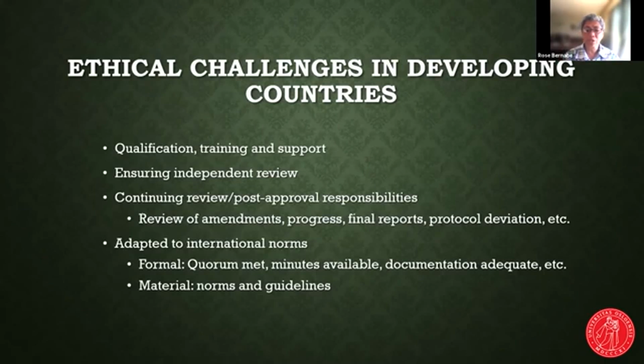While material adaptations mean making sure that ethics committees follow the norms and guidelines that are in place internationally. So this means, for example, that ethics committee members are properly trained, right, and are very much familiar with these international norms. Okay.